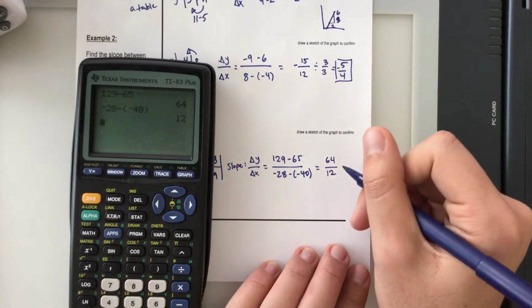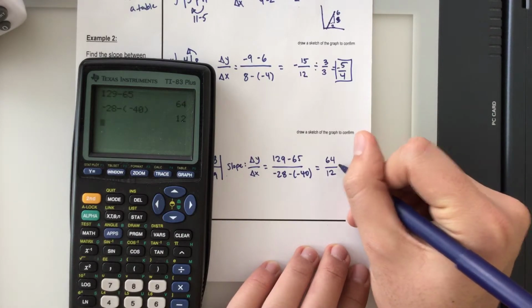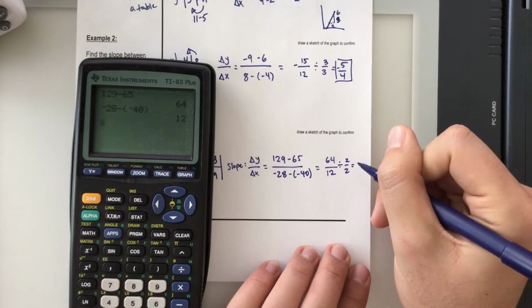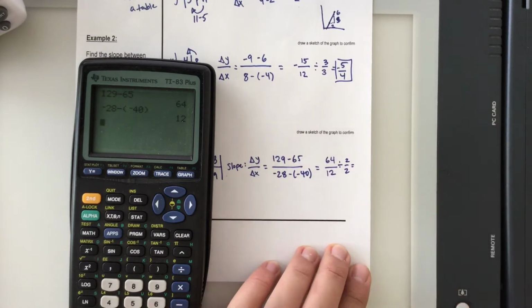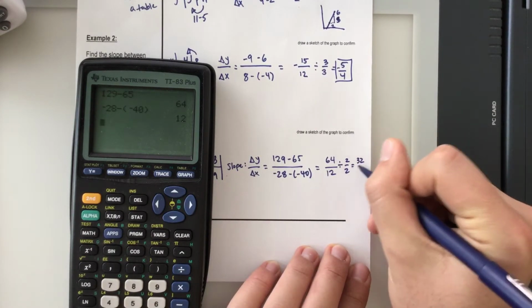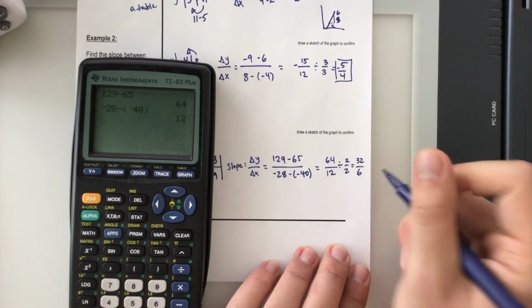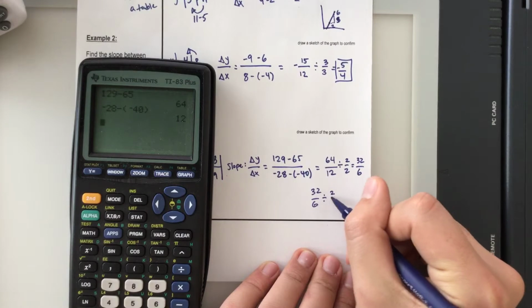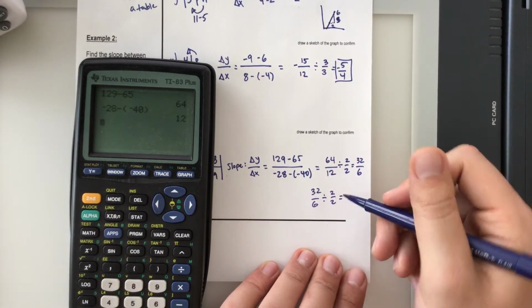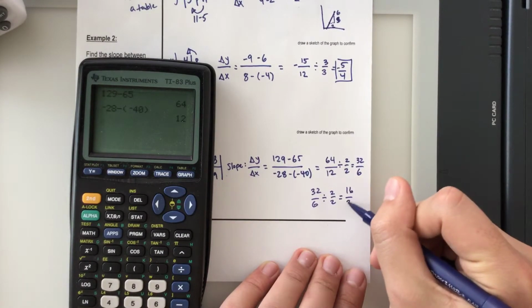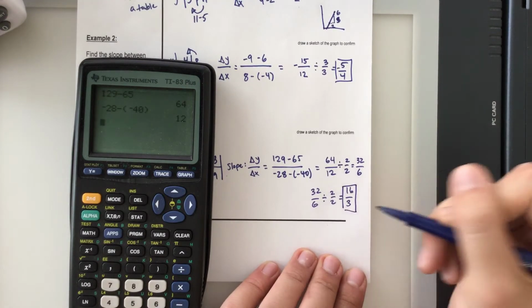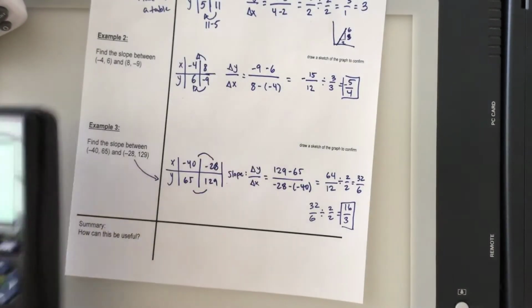We could go ahead and reduce this a couple of times. Let's reduce it by 2 over 2. We will get 32 over 6. We could reduce that again, 32 over 6 divided by 2 over 2, and we get 16 over 3. Since we can't reduce that, that will be our final answer. That's our slope.